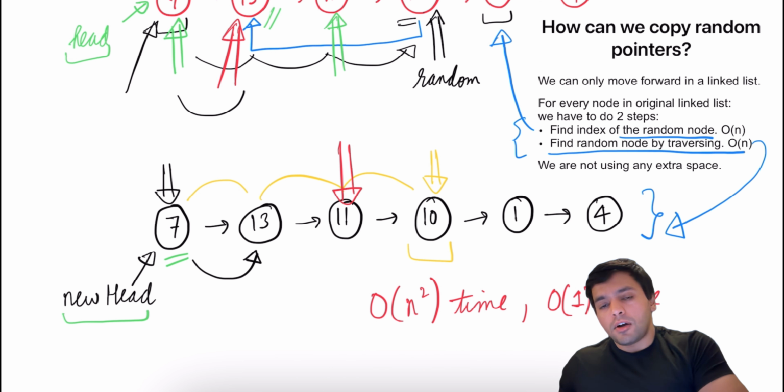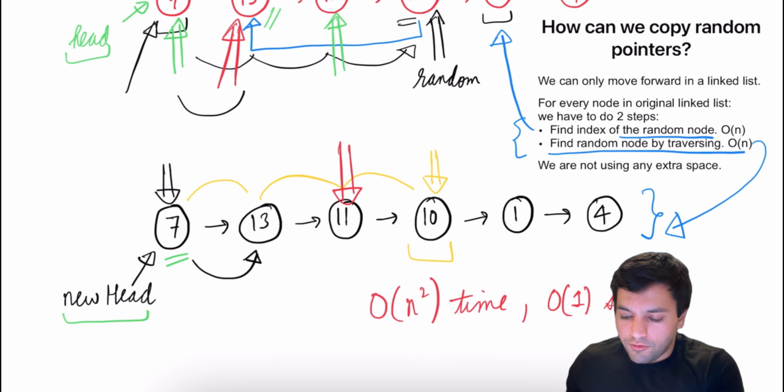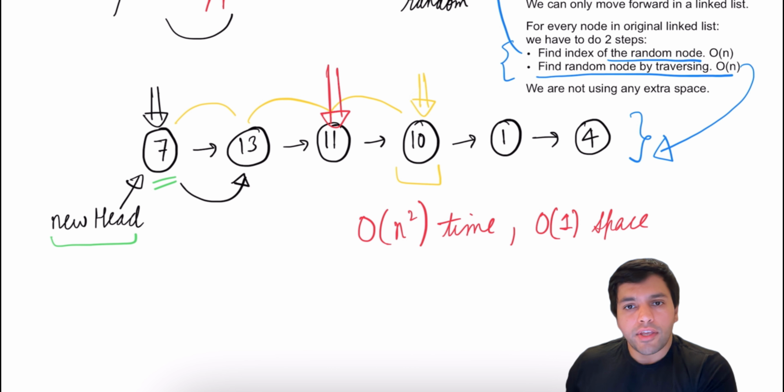So now we have to think about how we can optimize our time complexity. Usually when we have to optimize time complexity, we make use of extra space. So let's have a look at how we can use extra space to improve our time complexity.